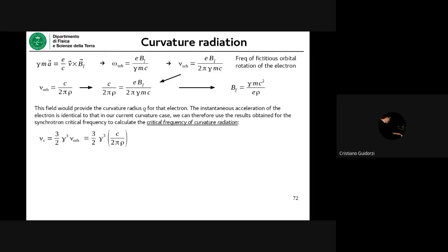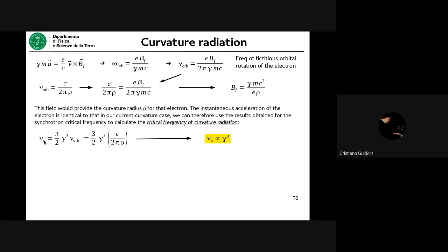There's one big difference with respect to the synchrotron frequency. You see, the curvature radius rho is something which is independent of the Lorentz factor of the electron, because it's something which is entirely due to the curvature of the magnetic field lines. So it has nothing to do with the electron. You can have whatever electron you want. The curvature radius has nothing to do with the particles that you put in there. But that means that the curvature radius doesn't depend on gamma.